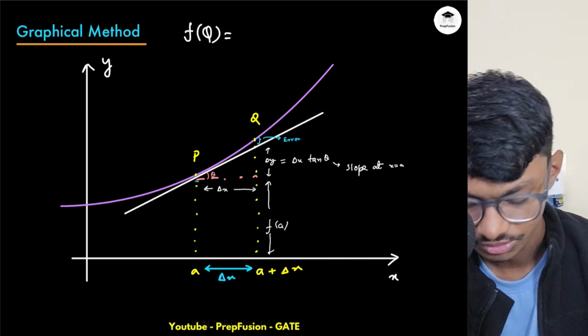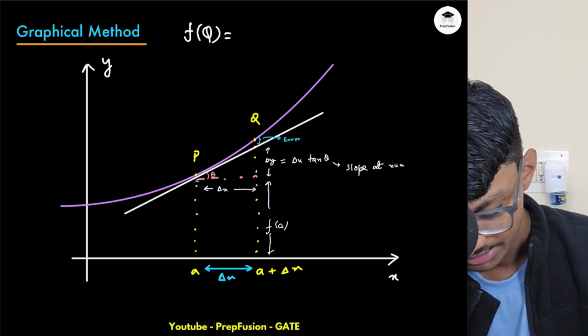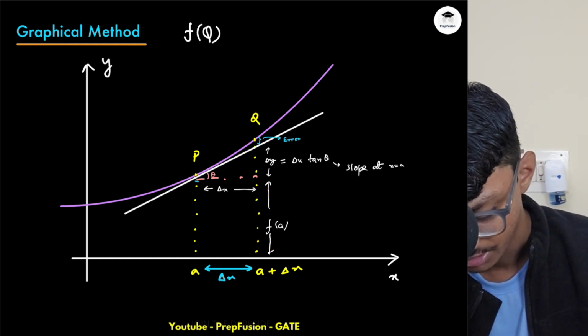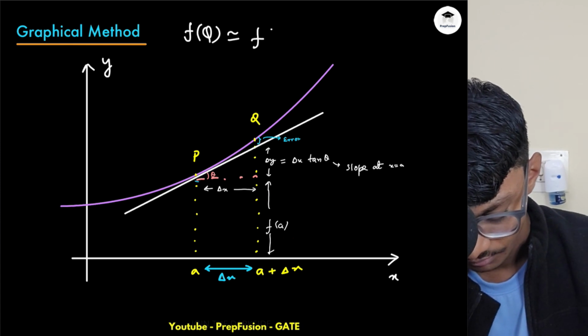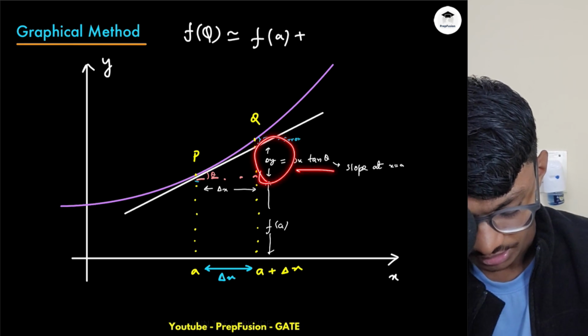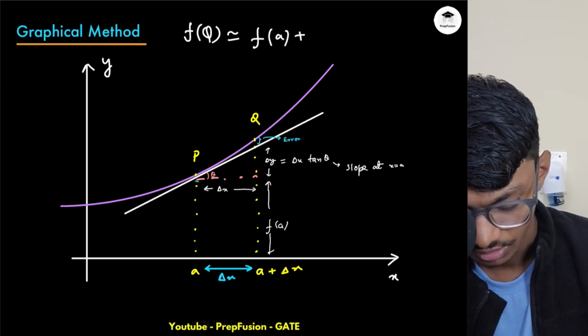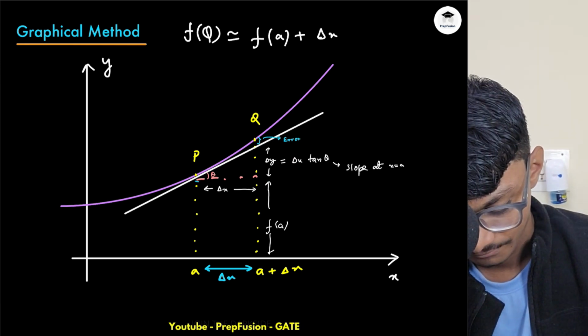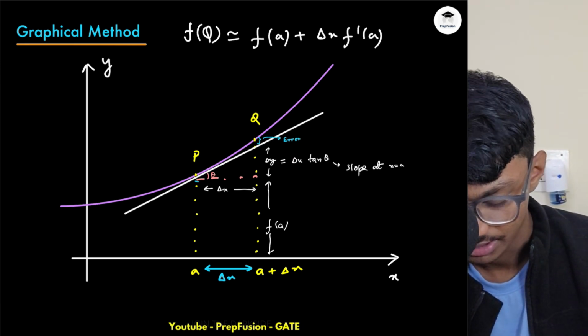F of q equals simply this, right? This distance f of a, not exactly equals, approximately equals f of a plus this distance delta y, that is delta x into tan theta, or I can say f dash of a. Tan theta is f dash of a.